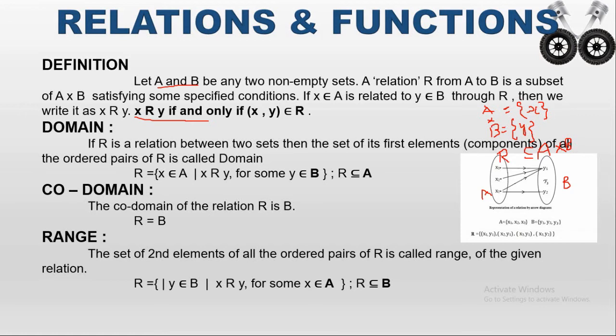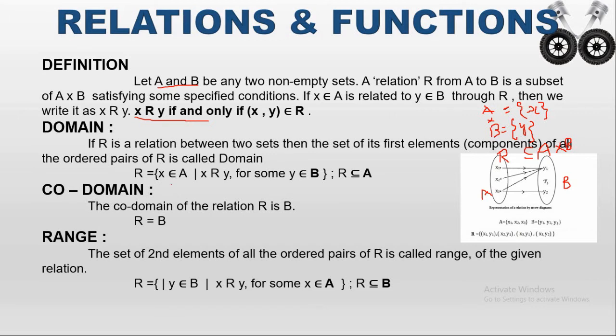Now we will see the definition of domain: the set of all permissible inputs. What is the input? Here the input is capital A. What is the output? The output is capital B. Input means the first element of the relationship, that is called the input. So what is the domain here? Here the domain is x1, x2, x3. These are all the inputs.